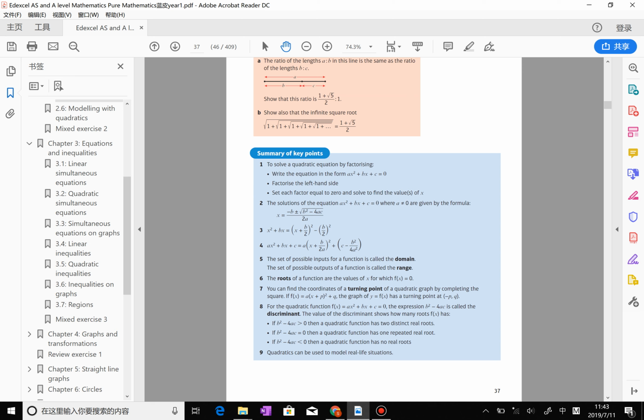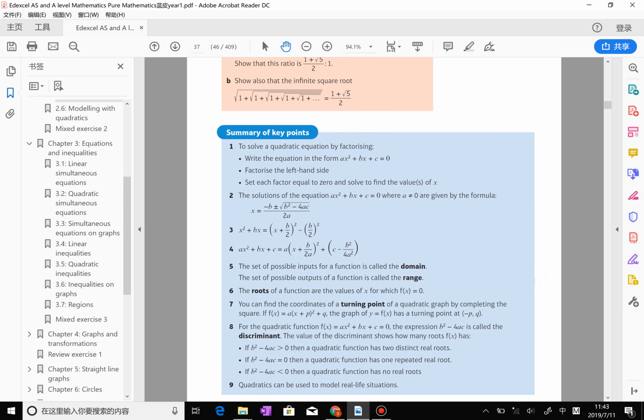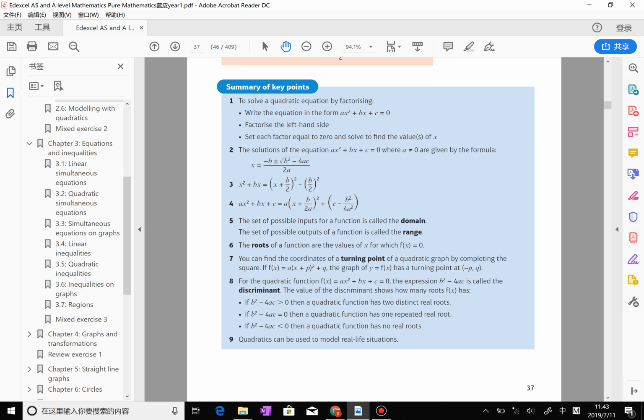Let's go through the summary of the key points. There are 9 points that you should understand for this chapter. One, solve the equation by factorizing. This is what we learned in 2.1 at the very beginning of chapter 2. Two, if you cannot factorize the quadratic equation, you can use the formula to solve it, and b squared minus 4ac we call the discriminant. The third and fourth points help you with the completed square form.